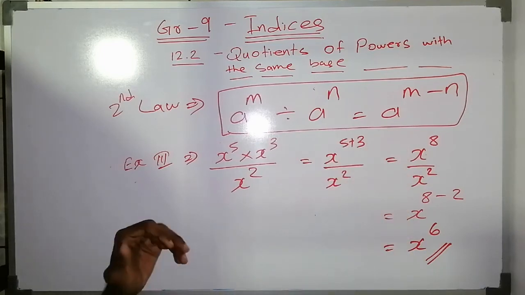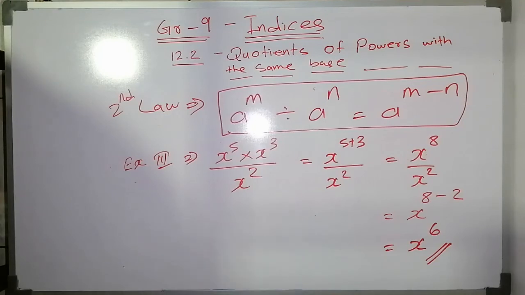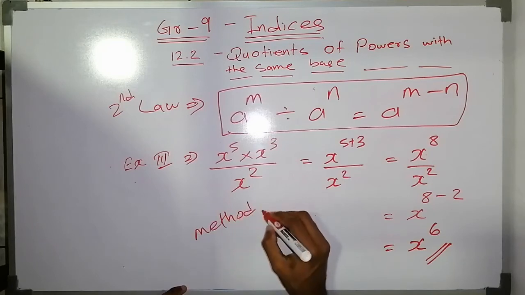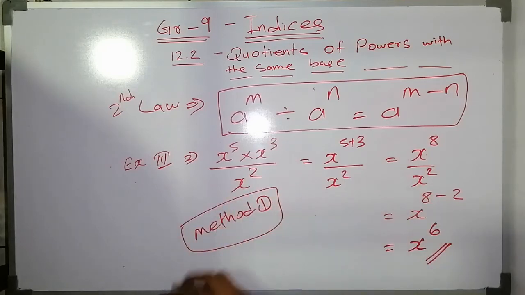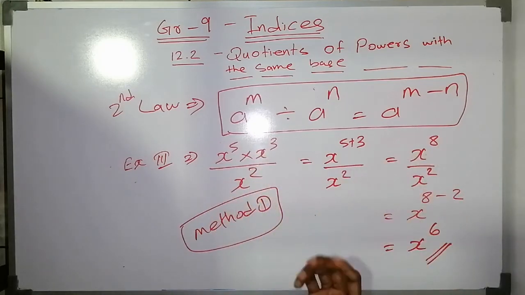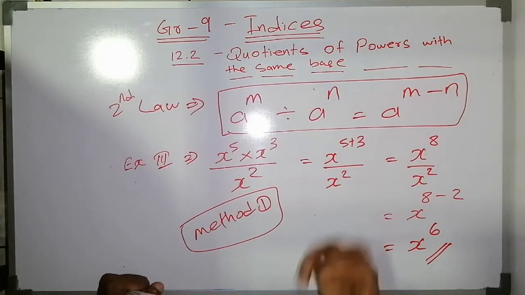In the second way, we can use both in the first step. So this is method 1: you can simplify one by one. First multiplication, then division, one by one. In method 2, we are using both multiplication and division in one step. So we will go to method 2.